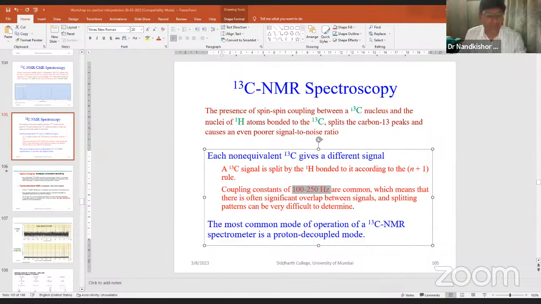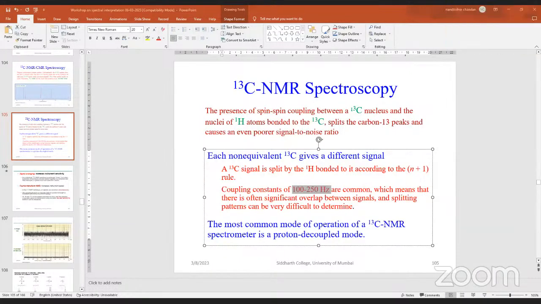Our simple formula, which we discussed yesterday, is that del is nothing but the ratio of the observed frequency, which is measured, and the applied frequency.